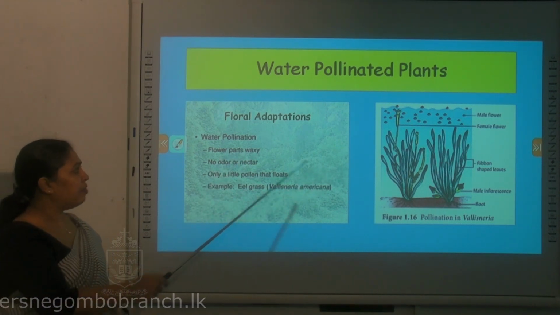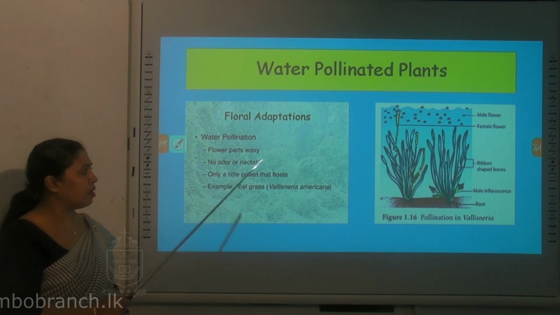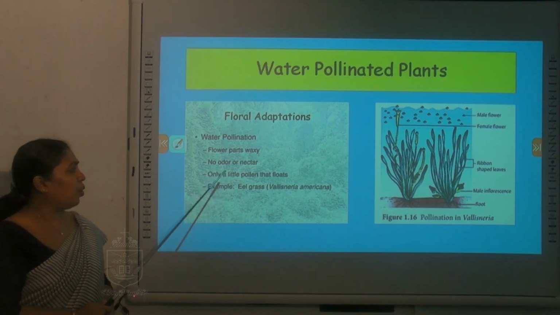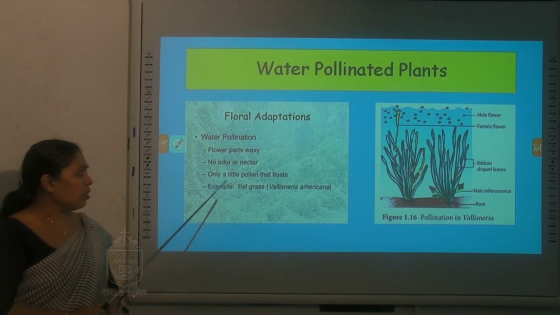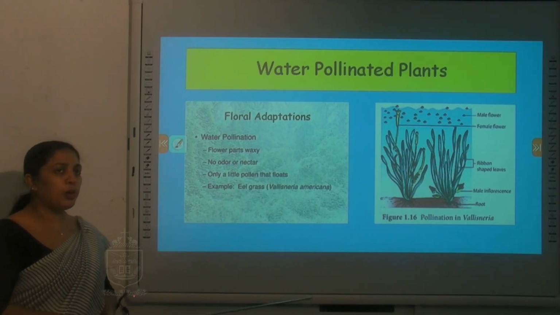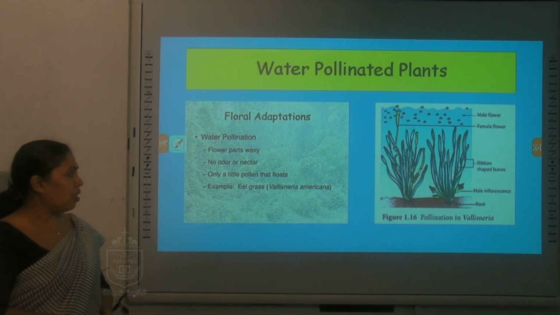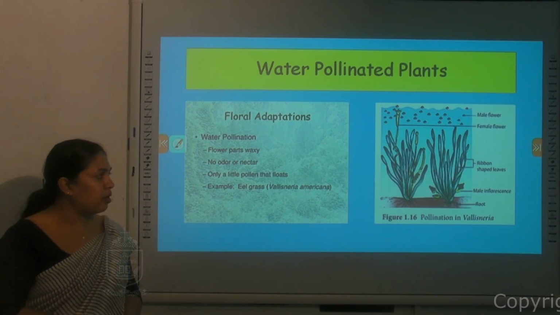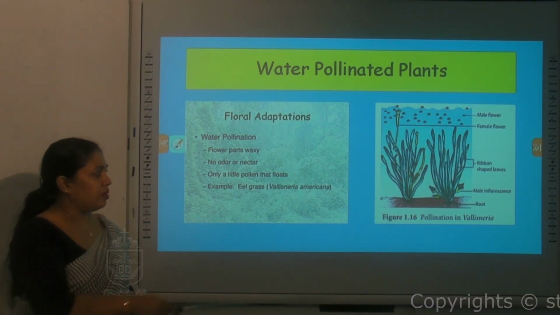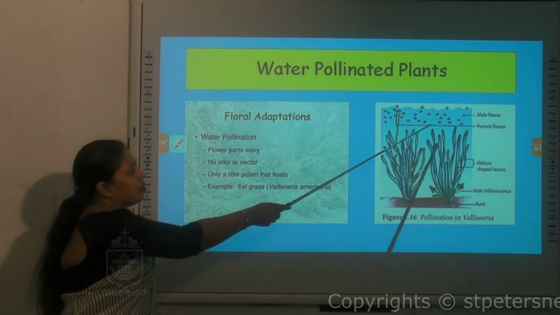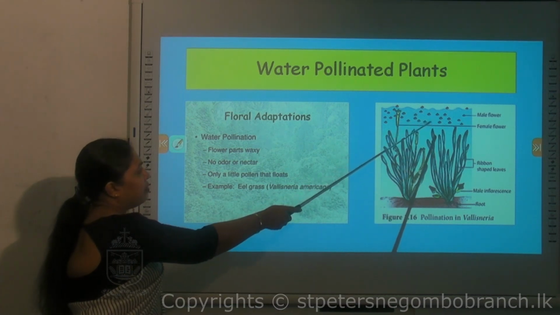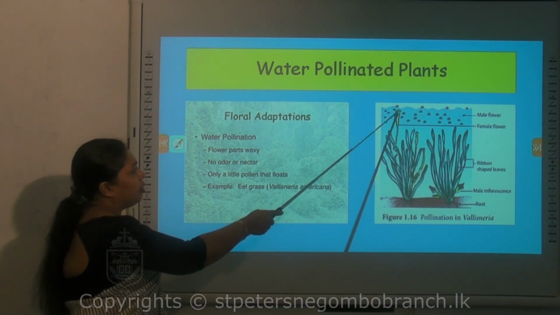In water pollinated flowers, the flower parts should be waxy because they are most of the time inside water, and there is no odor or nectar. Very little pollen is produced and it floats, and it is very light in weight to be floated. This is Vallisneria, and these are actually male flowers. From the male flower, the pollen is released, floats and comes to the female flower.